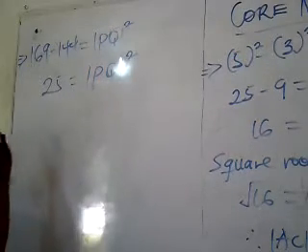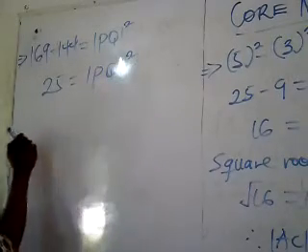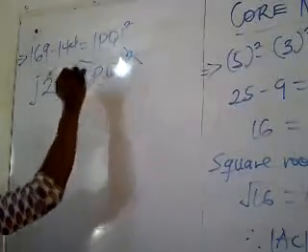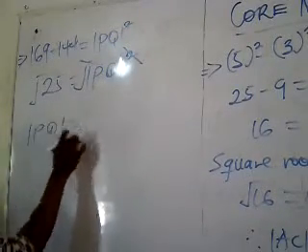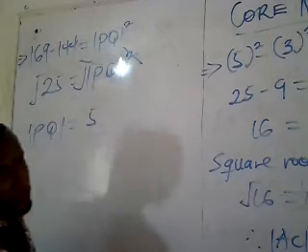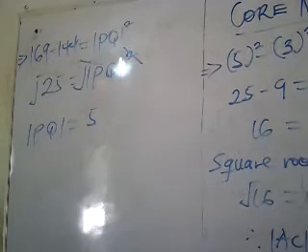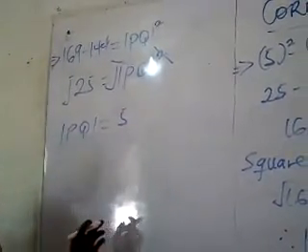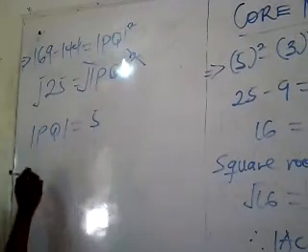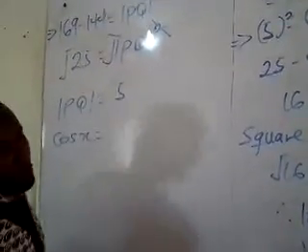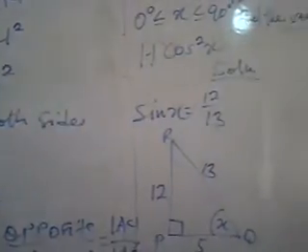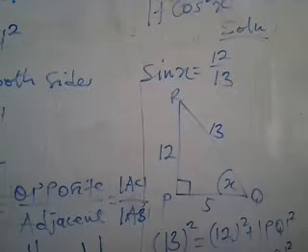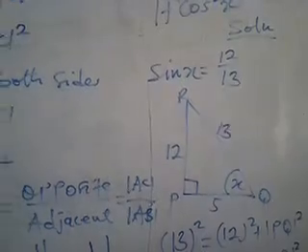To be able to find PQ, we have to remove the square. So you have to square root both sides. The square will cancel the square root. So you have line PQ equal to square root of 25, which will give us 5. So line PQ is 5, either in centimeters or in meters. And so we can now write cos x. Going back to the diagram, cos is equal to adjacent over hypotenuse. The adjacent is 5 and the hypotenuse is 13. So cos x is now 5 over 13.